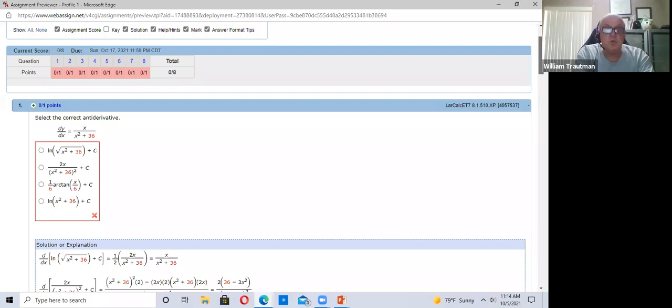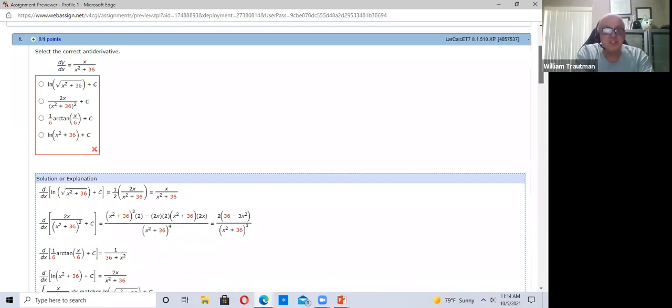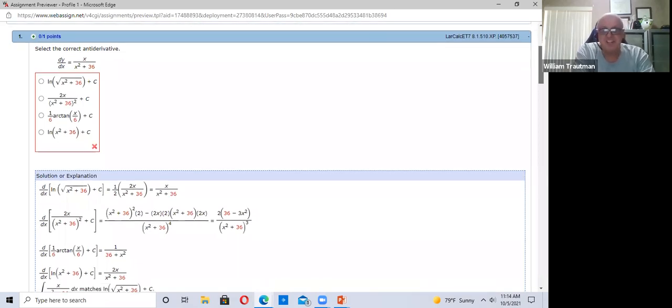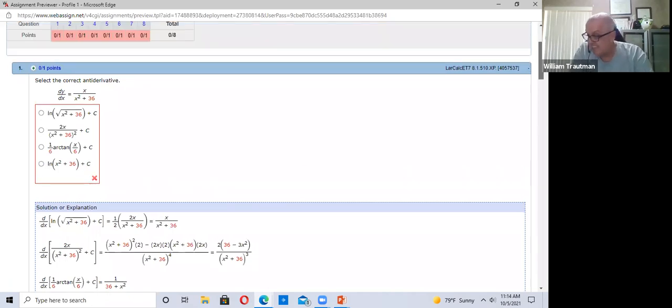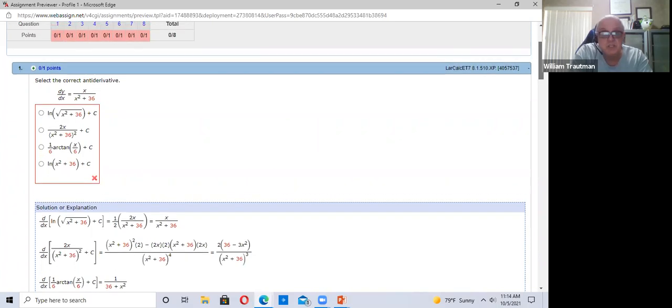All right, so number one. I think yesterday a student asked me a question, and it took me a good 10 minutes to figure it out. It's kind of weird, because of a trig rule I had forgotten about. It says select the correct antiderivative. Antiderivative is the integral, right?